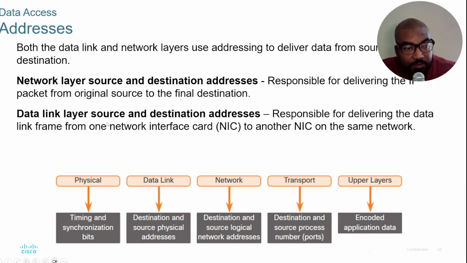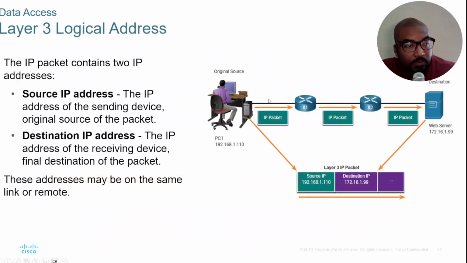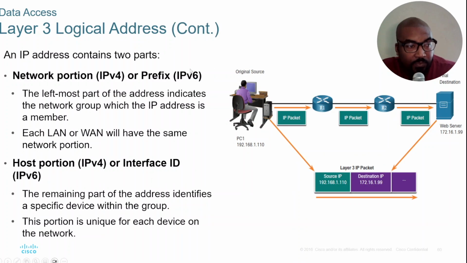The data link layer source and destination address is responsible for delivering the data link frame from one network interface card to another NIC on the same network. IP packets contain 2 IP addresses. You have the source IP address and the destination IP address. These addresses may be on the same network or they might be on a remote network.